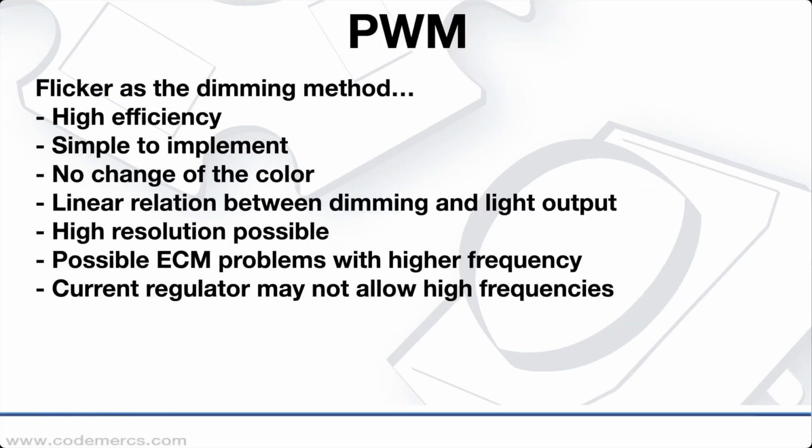Pulse width modulation is basically flicker as a dimming method. The LED always gets the same current, but it's periodically switched off. And the ratio between on and off times define the perceived brightness of the LED. This is highly efficient, simple to implement. The LED always gets the same current, so it does not shift the color, and there's a linear relation between the dimming value and the light output. High resolutions are possible with this method, but you can have EMC problems with higher frequencies. Not all regulators are capable of doing this, and you can have artifacts in the light that might disturb.